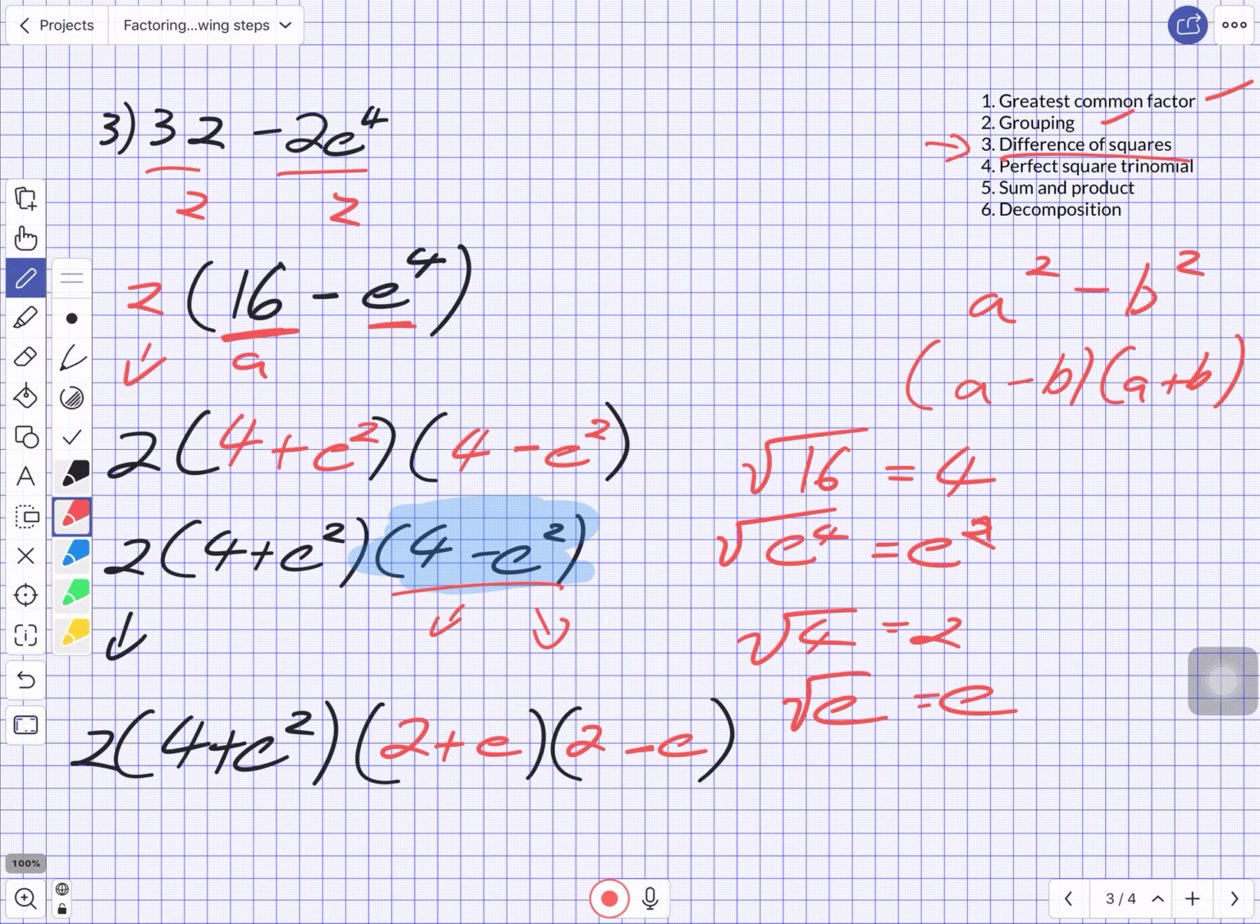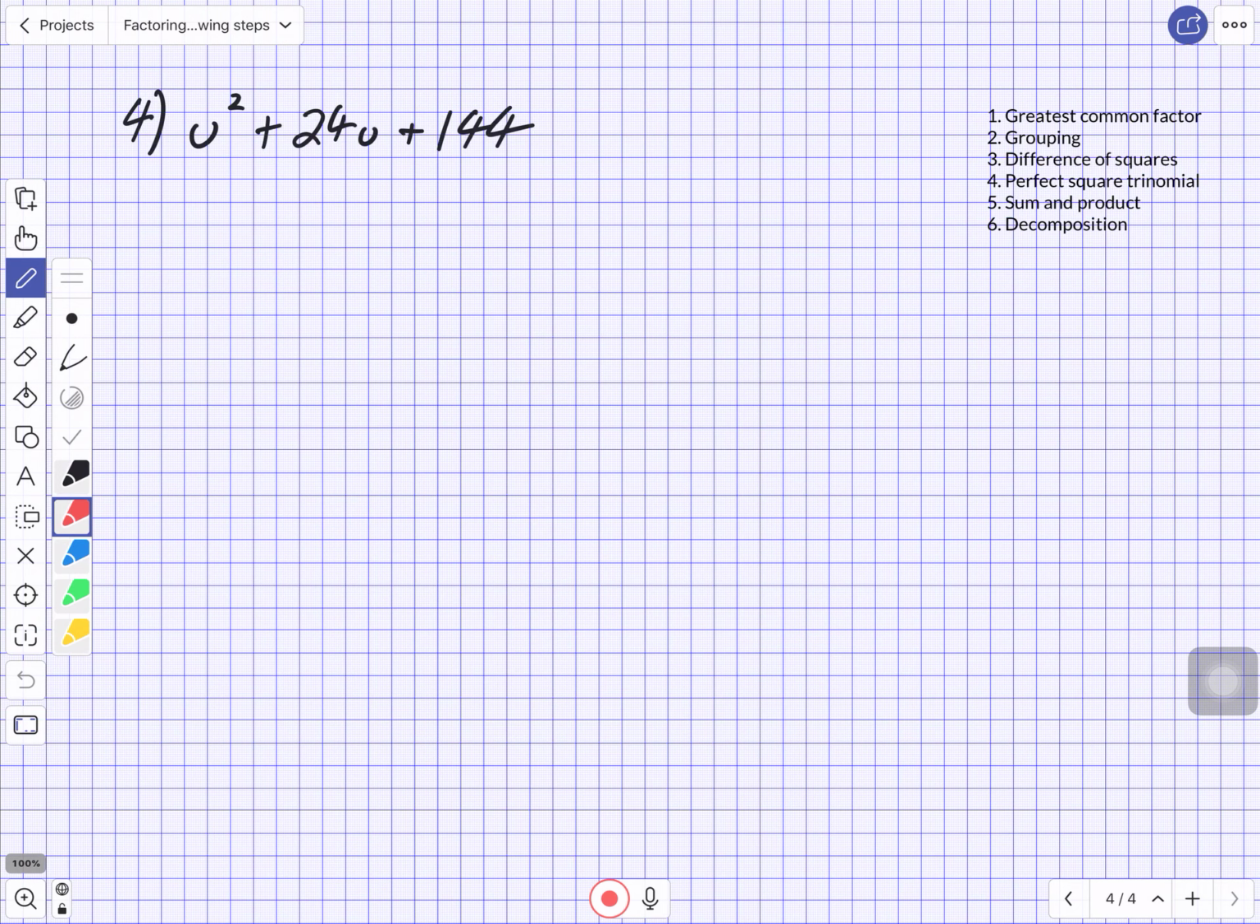Can I continue with this practice here? No, not nicely at least. There we go. That was a really tricky question there, the fact that you had to do a difference of squares twice, okay? Finally, this question here.